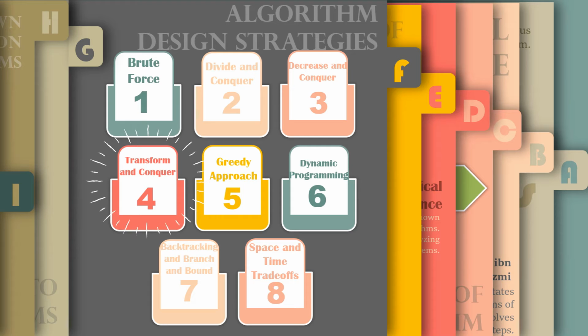Number 4, which is the transform and conquer, is a method that works as a two-stage procedure. First, the problem is modified to be more amenable to solution. Second, the problem is solved.